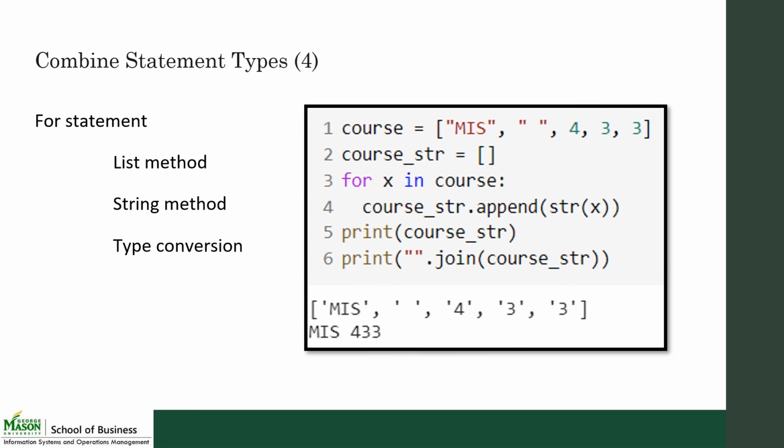The code in line 4 shows the append method used to add the string values to the list. Inside the append method, the str function is used to convert the value to a string before it is included in the list variable named course_str. Line 5 displays the new list containing all string values, and line 6 displays the list using the join method that converts the list to a string.